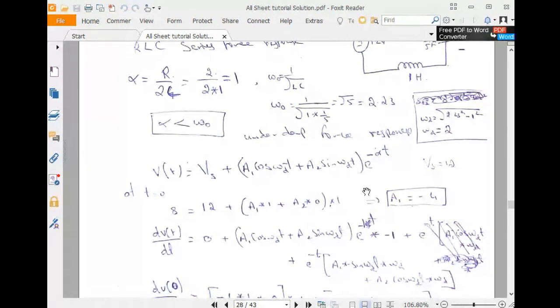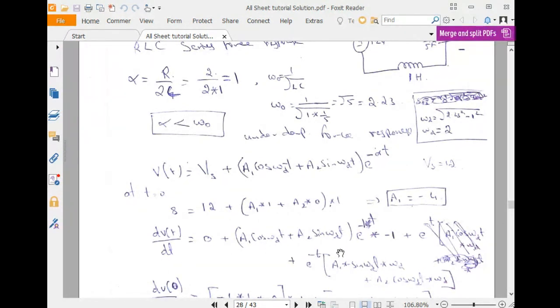Substitute the values of omega d here. Substitute t equal to 0. You will get one equation: A1 equals minus 4.